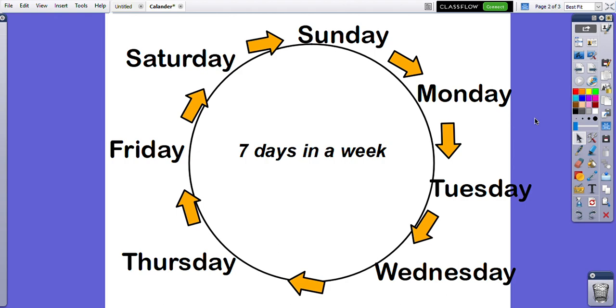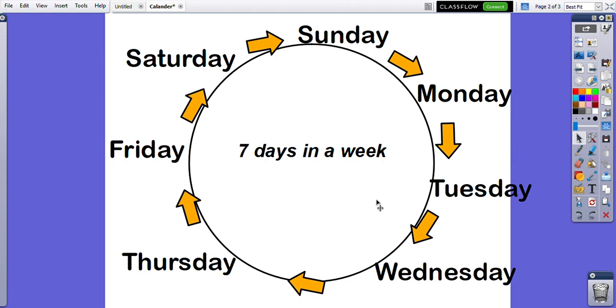Today we are going to take a look at a different form of measurement. So far we have been measuring length and we have been measuring mass. Today we are going to be looking at measuring time and some of the different ways that we can measure time. We can measure time in little units like minutes and seconds. We can measure time in large units like years, or we can measure time in days. And days is what we're going to look at today, specifically the days of the week.